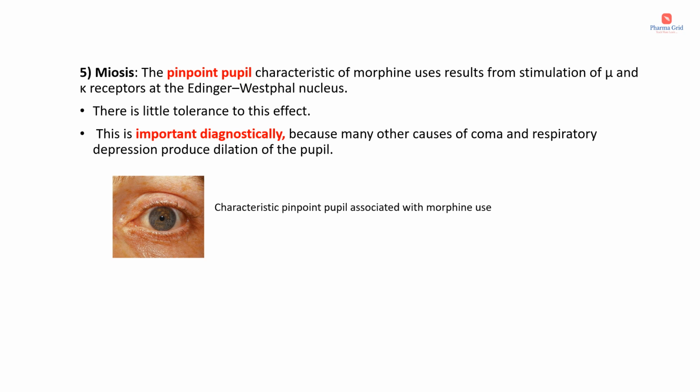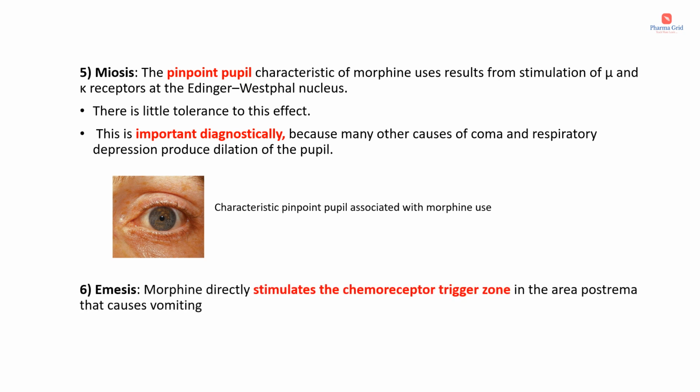Okay, so in this image, you can see the characteristic pinpoint pupil associated with morphine use. This is very important. Pinpoint pupil is one of the important diagnostic features of opioid poisoning or opioid overdose. Next one is emesis. Morphine directly stimulates the chemoreceptor trigger zone in the area postrema that causes vomiting.